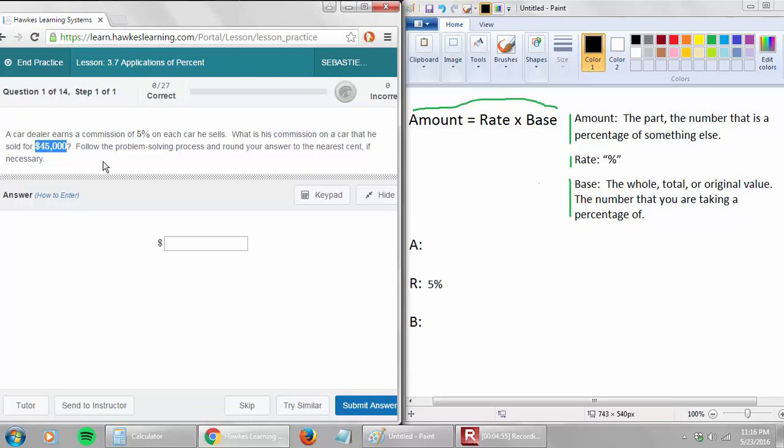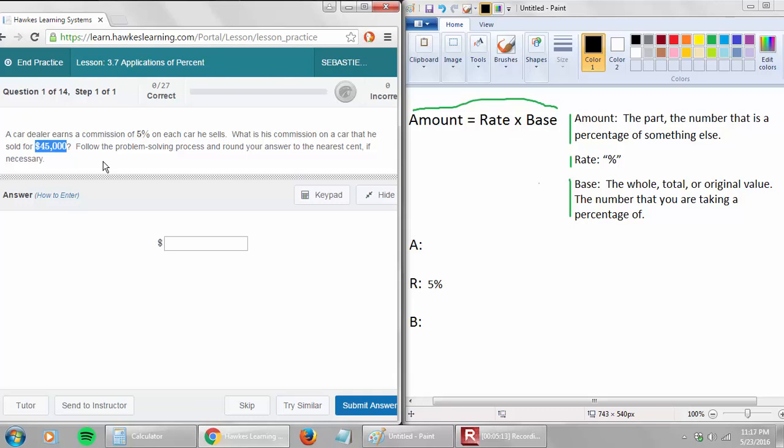Take a minute and think about which one you think is the amount and which one you think is the base. I recommend that you pause the video and try to come up with the answer to that particular question on your own. You don't have to do the whole question, but try to figure out which one's the amount and which one's the base, and then unpause to see if you got it right.